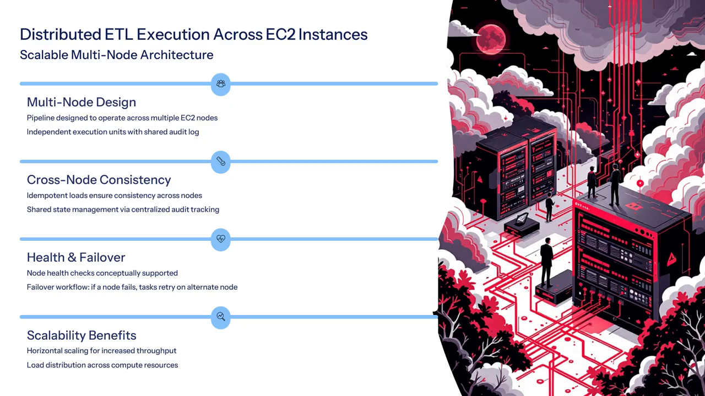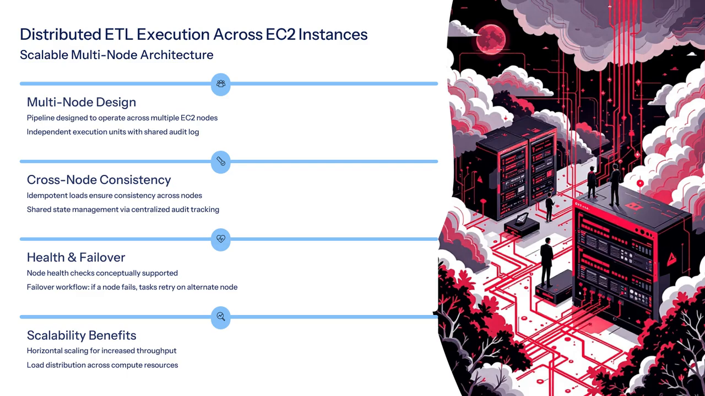Distributed execution and EC2 nodes. This pipeline is also architected for distributed execution across multiple EC2 instances. So why does this matter? Because as AetherMart scales, different nodes can handle different tasks, improving throughput and resilience. A centralized audit database keeps track of task status, so all nodes stay in sync even when running independently.